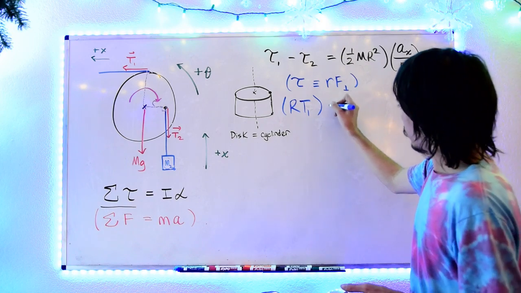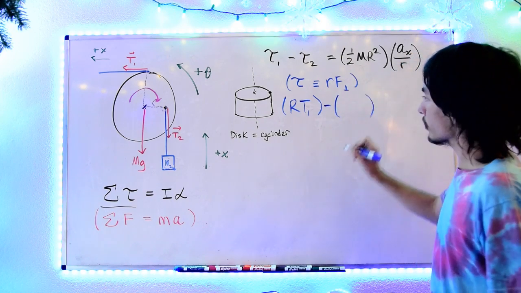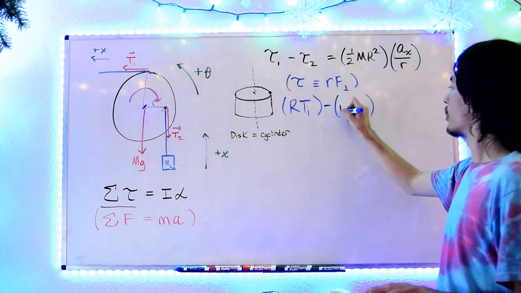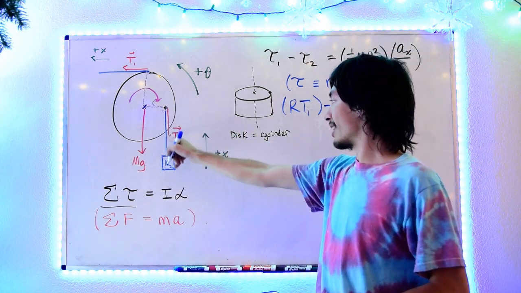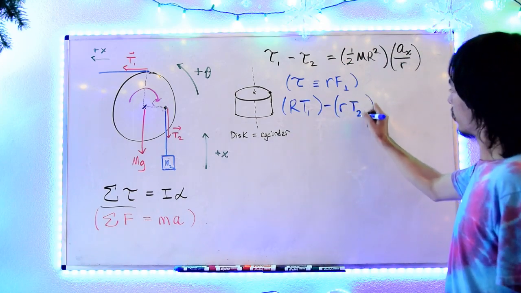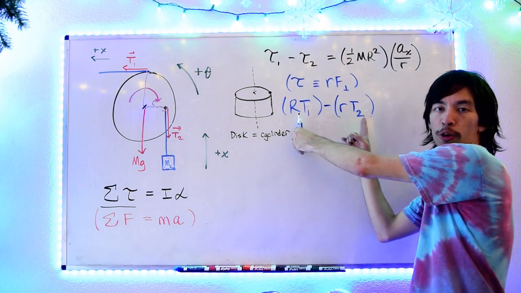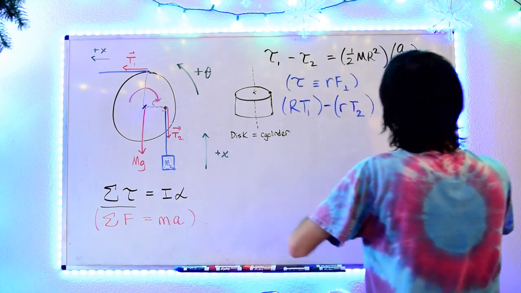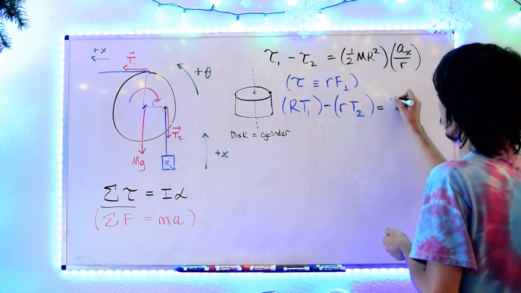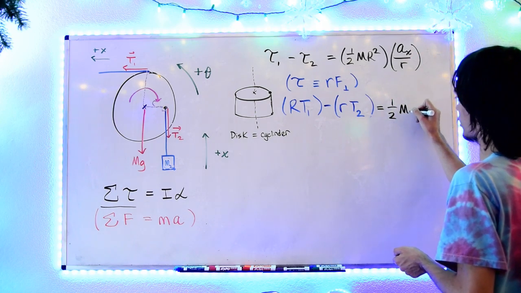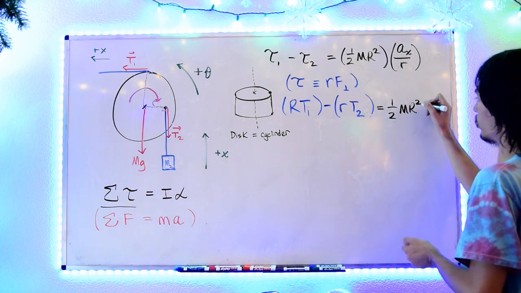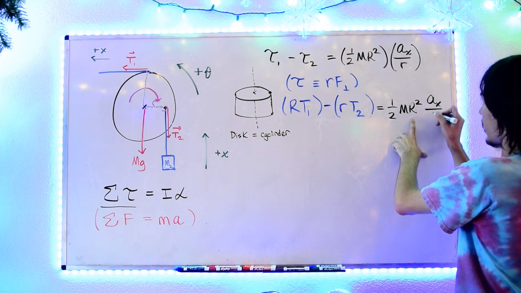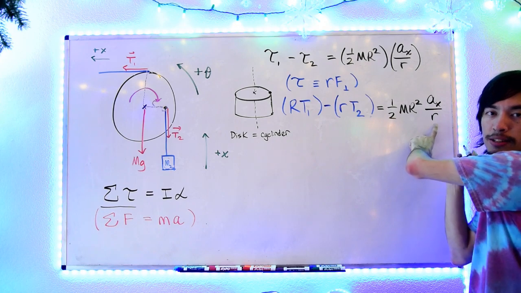Now for torque 2, so minus, torque 2 is applied at the smaller radius, so I will use lowercase r times the force perpendicular, which is in this case tension 2. Okay. So we've substituted for both of our torques. This is equal to the right side, which is still the same thing, so 1/2 mass of the pulley, radius of the whole pulley, capital R squared, times the linear acceleration divided by the smaller radius.